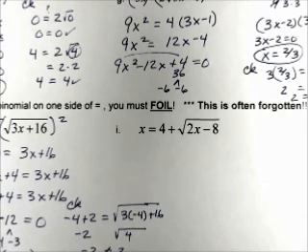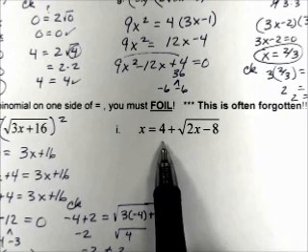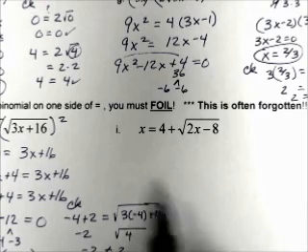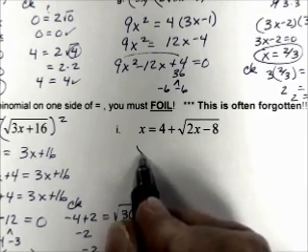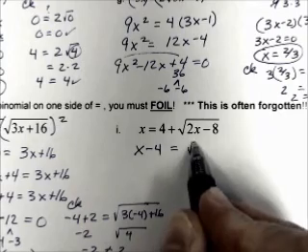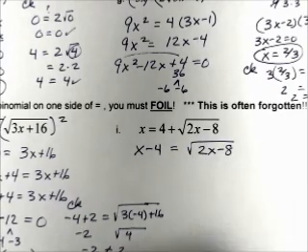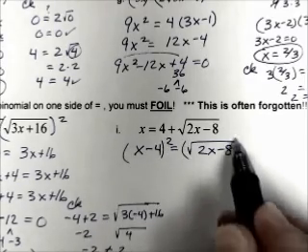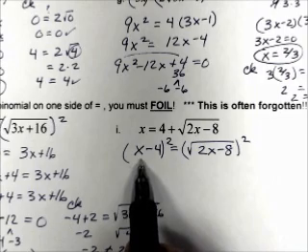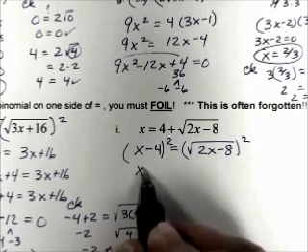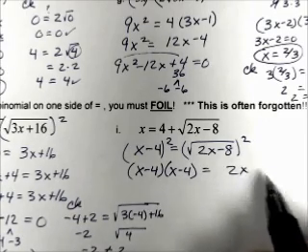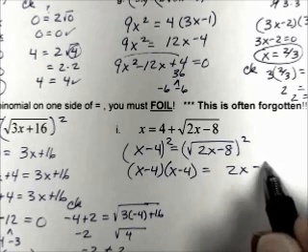For I, again, you might want to pause the video and try it on your own. Isolate this radical, so subtract 4. Just to save room, I'm not going to show that, so we would end up with x minus 4 is equal to the square root of 2x minus 8. Now the radical is isolated, so square both sides. You're foiling this. This is x minus 4 times x minus 4. And the square root of 2x minus 8 squared is simply 2x minus 8.